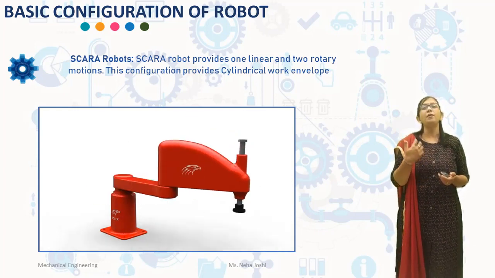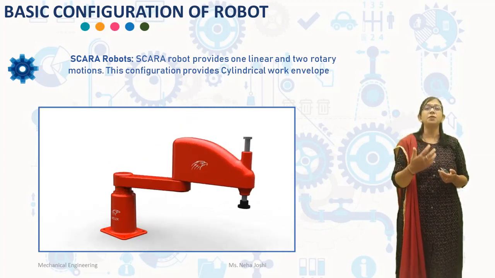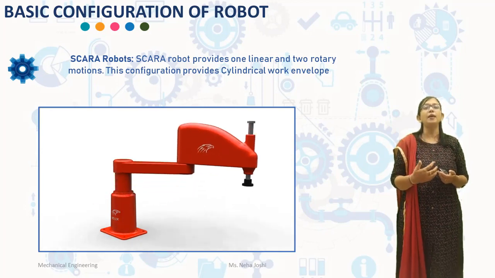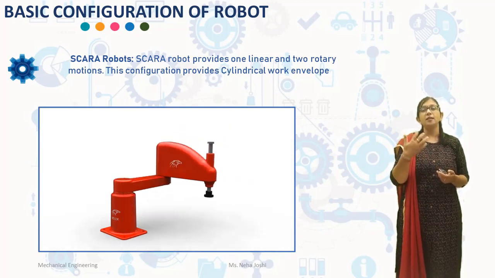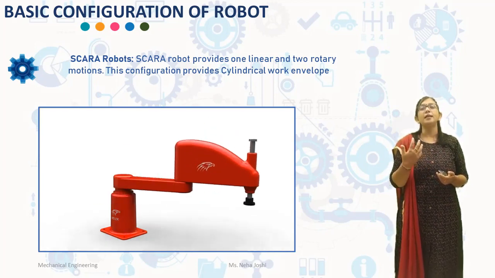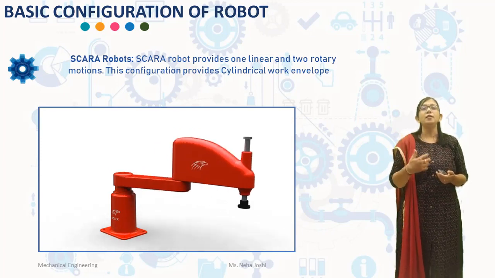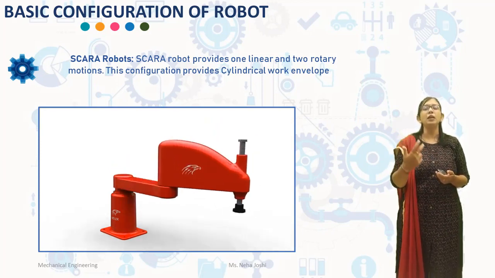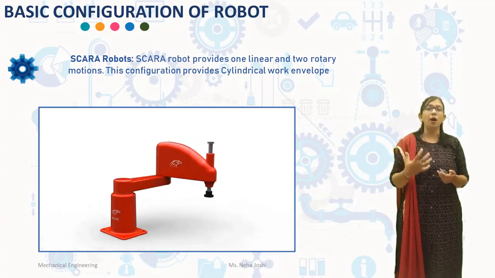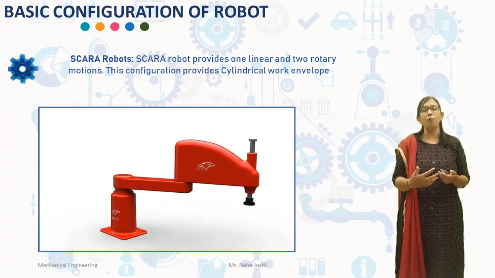These robots are provided with high-speed drive motors. SCARA robots have substantial rigidity in the vertical direction but have compliance in the horizontal direction. This makes them suitable for assembly operations where they are expected to perform an insertion task. So you can see here the SCARA robot, which has one linear and two rotary motions. So these are the different configurations and types of robots.